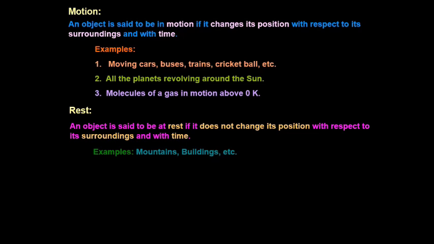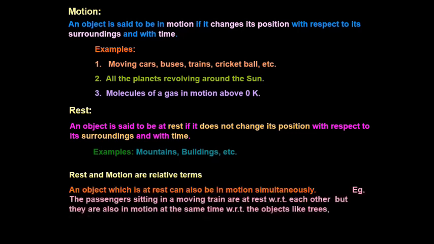So they are not at rest with respect to a stationary observer in deep space. Well, just a little crazy thinking. Rest and motion are relative terms, that is the point. So an object which is at rest can also be in motion simultaneously. A body at rest and a body in motion can even occur simultaneously.